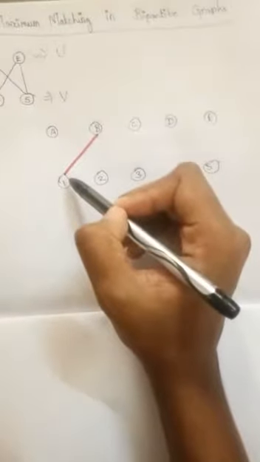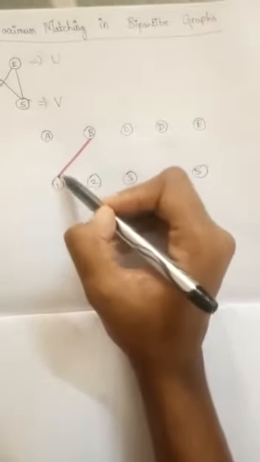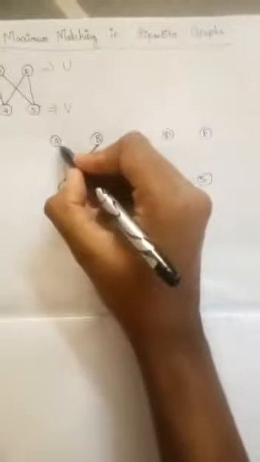So let me redraw the others. A is connected to 1 and 2. Before connecting A to 1, there is the fact that 1 has already found its perfect match with B. So A to 1 is meaningless, so I am not connecting A to 1. I am just connecting the remaining one: A is connected to 2.